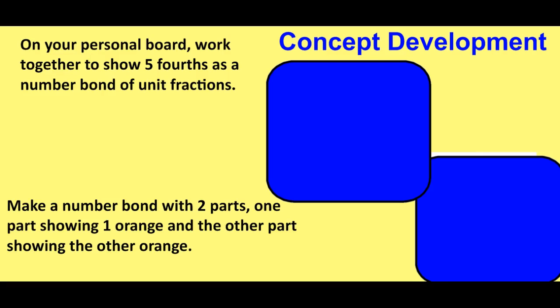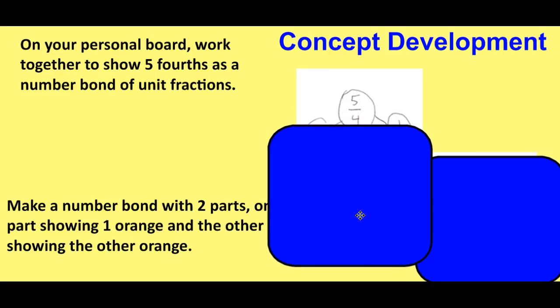Okay, so now we are going to work on a new problem. And on your board, we're going to show 5/4 as a number bond of unit fractions. So we're going to be using number bonds again, and we're working with that fraction 5/4 that we just figured out for the oranges that I ate. And the top of our number bond is going to be 5/4. And we're just going to show how many unit fractions is 5/4 made of.